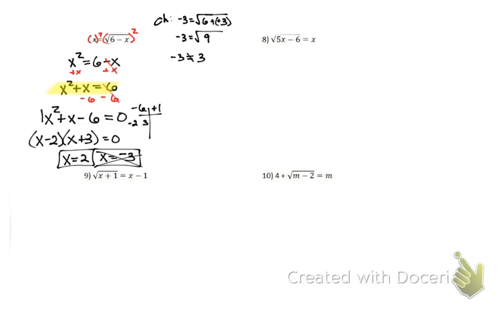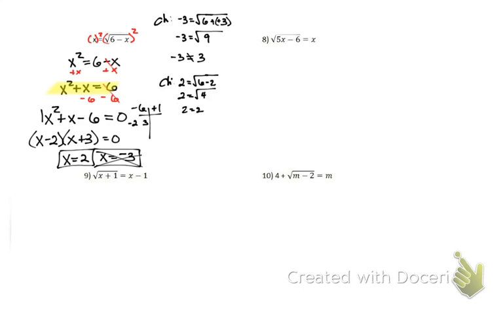Then I go up here and I check 2. And I say 2 equals the square root of 6 minus 2. 2 equals the square root of 4. So yeah, 2 does equal 2. So the answer of 2 is correct. That's fine.